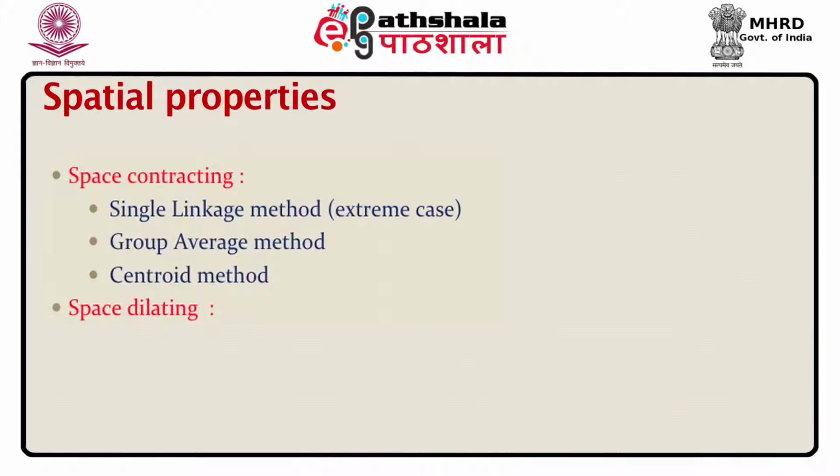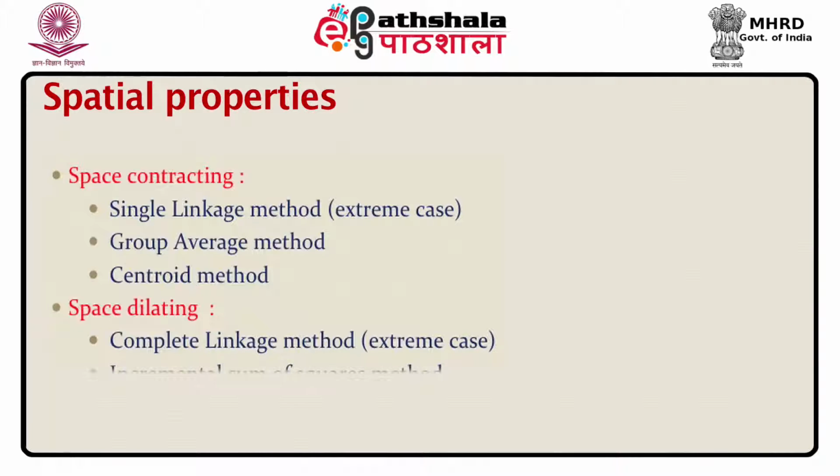On the other hand, among space dilating methods, you have the complete linkage method, which is the other extreme, because remember that in this case you are merging two clusters based on the two furthest observations. So actually they would be pulling away from each other. Not so extreme, but the incremental sum of squares method and the information measure of Shannon are also space dilating. So single linkage, group average, and centroid methods usually are space contracting. Space dilating would be complete linkage, incremental sum of squares, and information measure.